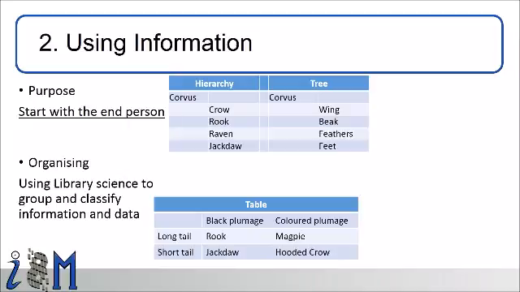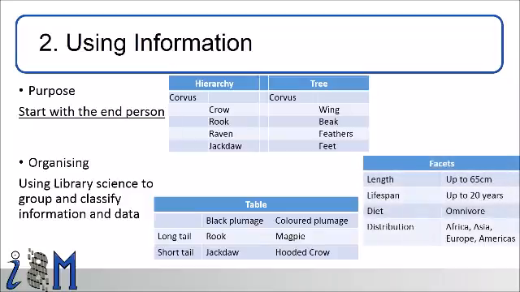Another classificatory structure is the table, and we might use this for decisions, for example. In this, again, I've stuck with crows, so you can see that we identify a rook as having black plumage and a long tail. The final type of classificatory structure is facets, and we typically use this for searching. What you can see here is we've identified a number of different facets for crows. In this case, there's only four. There's obviously a lot more.